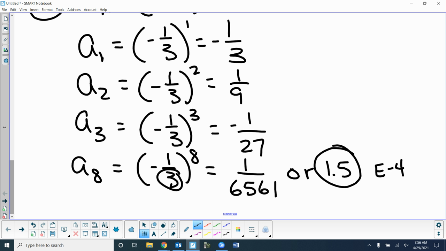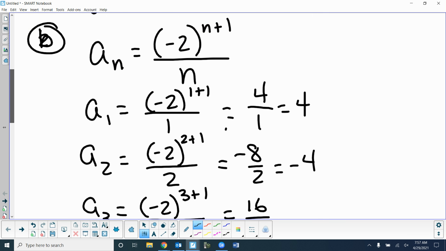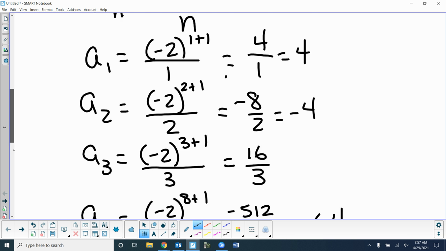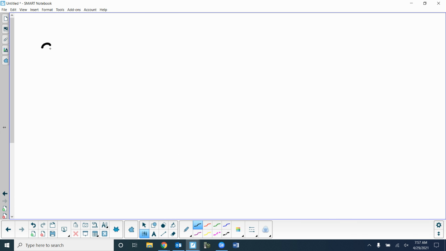Cameron? What'd you get for 1B? What was it for 8 and 1? 4. Okay. Any other questions? Okay. For 2, A, B, and C, it was one of those recursive ones.